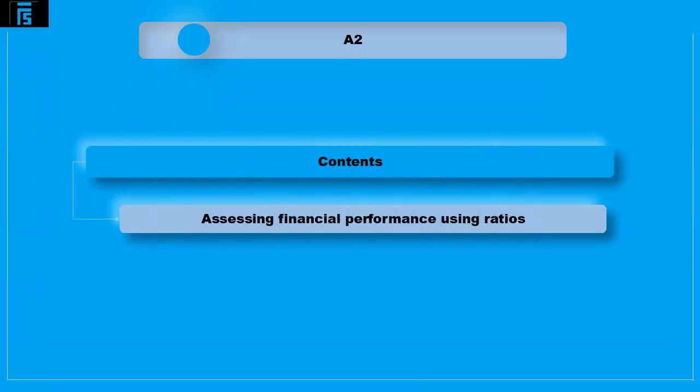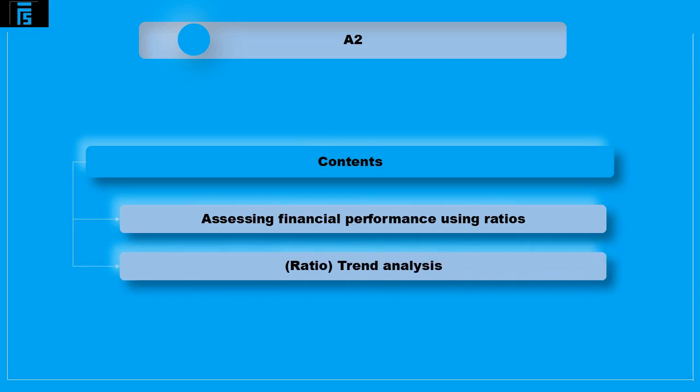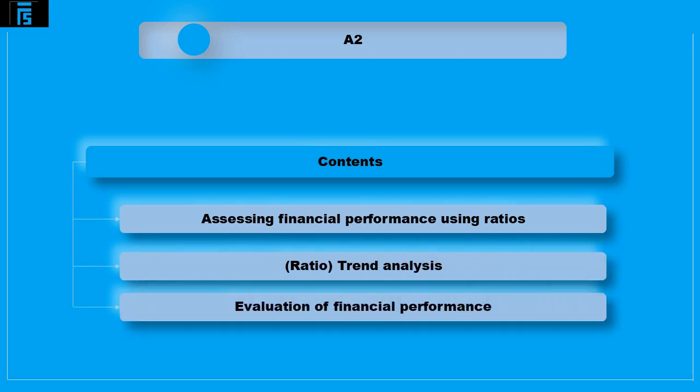In this video, we will focus on how the financial performance of an organization may be assessed using ratios as well as their trend over time. As you will surely appreciate, the evaluation of a company's financial performance is crucial not only from the perspective of formulating an appropriate financial strategy, but it is an essential part of financial management in general.